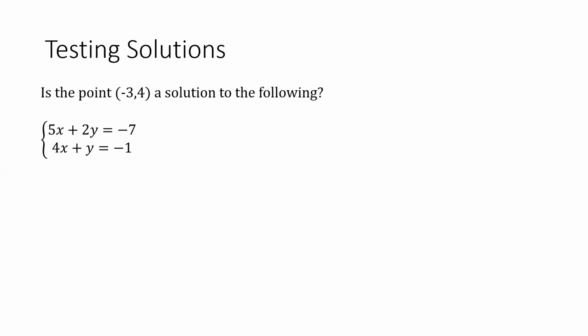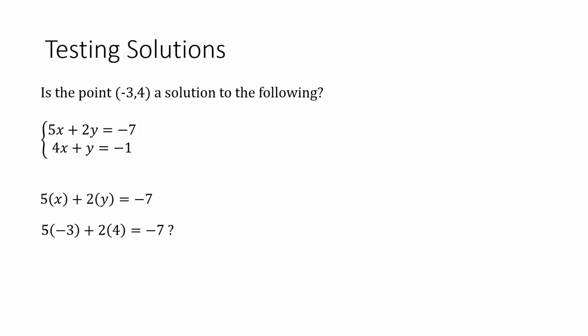If we're given a solution, in order to check that it works, we need to check that it works in both equations. That being said, if it doesn't work for one, it doesn't really matter what happens on the second equation, and we can stop. But if we want to see if it works, it has to work for both of them. And so that point represents an x and a y. So my x is -3, my y is 4.